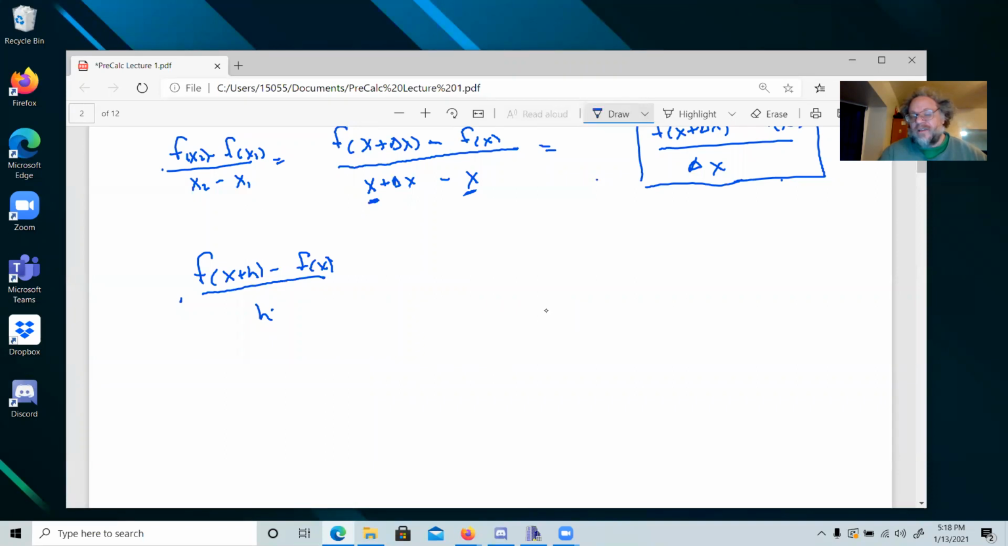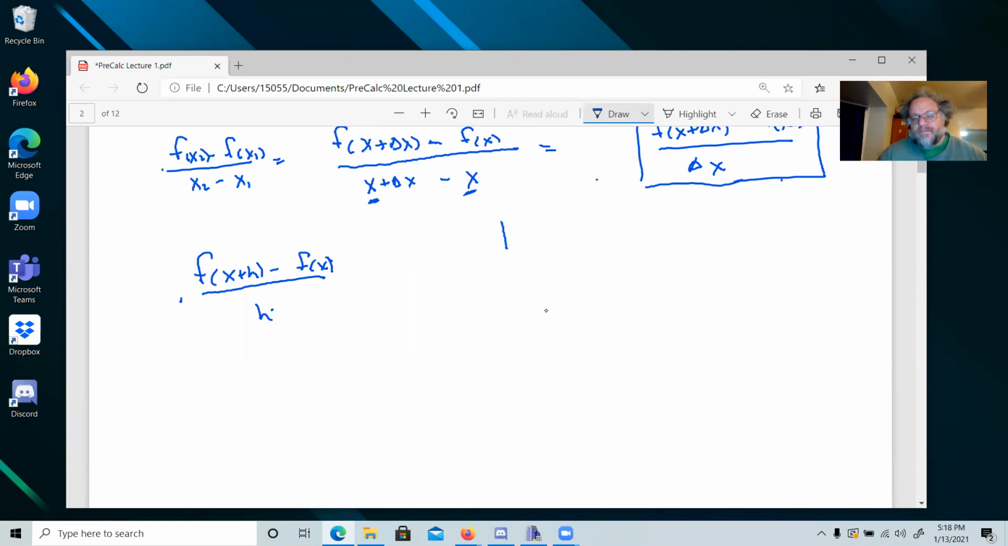We're not talking about anything that's majorly difficult. We're still figuring out a slope, just the slope of the secant line. And you're going to do something with this h when you get to calculus. We're going to give it different values, and we're going to be able to do that.